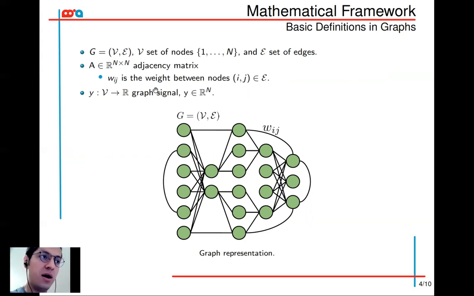And we also have another important definition in graph signal processing, that is the graph signal. The graph signal is a function that goes from the set of nodes to the real values. So for example, for each node, we can associate a numerical value. At the end, you can represent a graph signal as a vector in Rn.